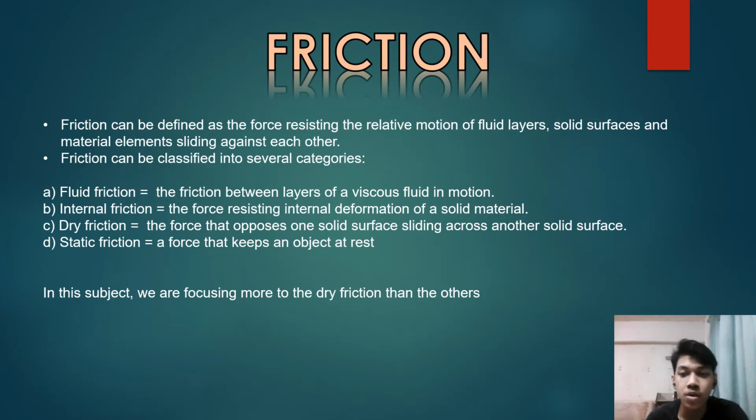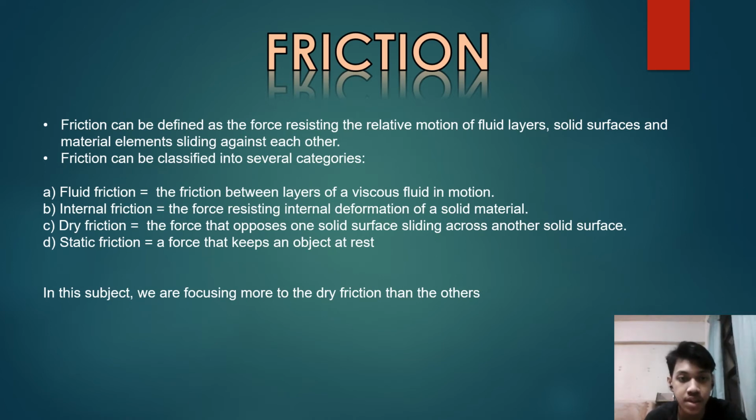So next we are going to talk about friction. Friction can be defined as the force resisting the relative motion of fluid layers, solid surfaces, and material elements sliding against each other. Friction can be classified into several categories, which are fluid friction, internal friction, dry friction, and static friction. Fluid friction is the friction between the layers of a viscous fluid in motion.